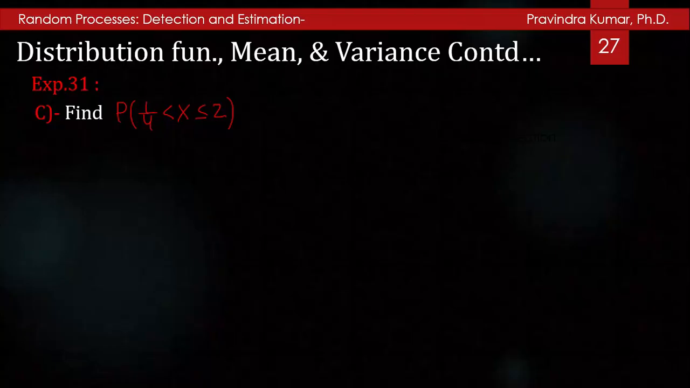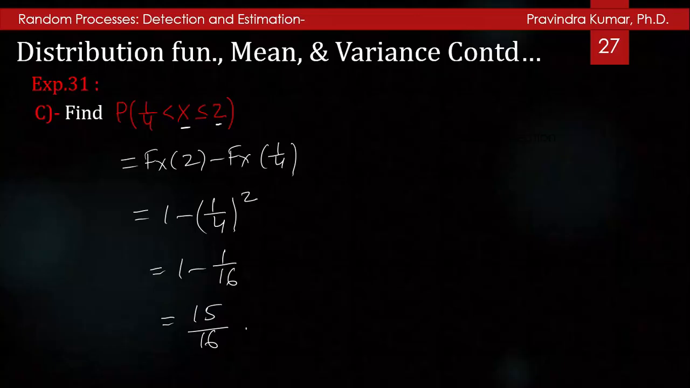Now the third part is to find the probability when x is between 1/4 and 2. You can find it from the property: it is the CDF at x equal to 2 minus the CDF at x equal to 1/4. The CDF at x equal to 2 is 1, and the CDF at x equal to 1/4 is (1/4) squared. So it is 15/16.